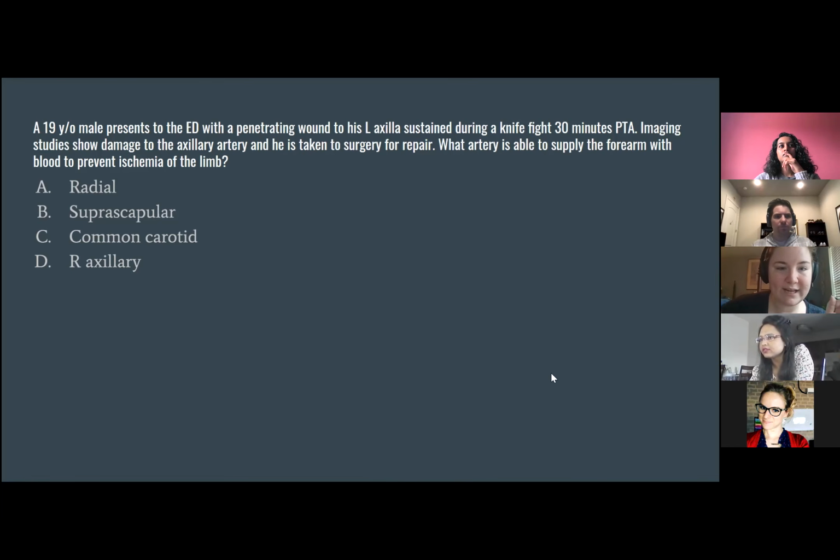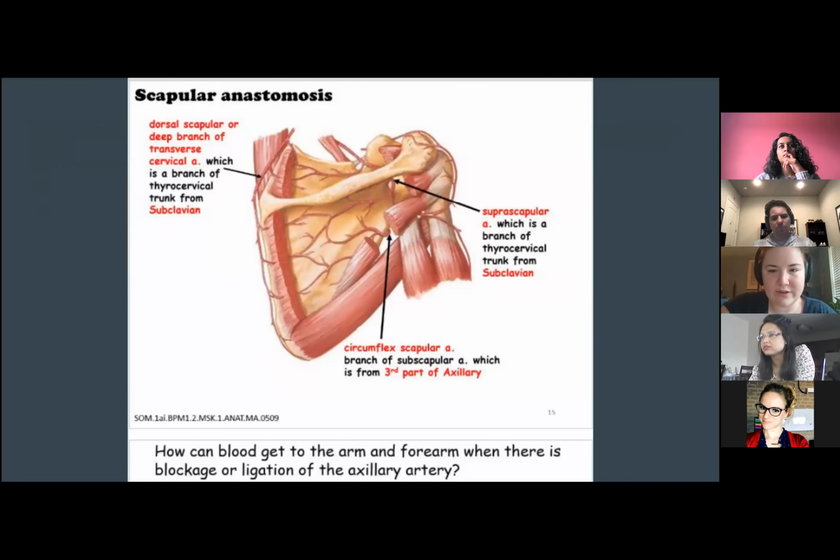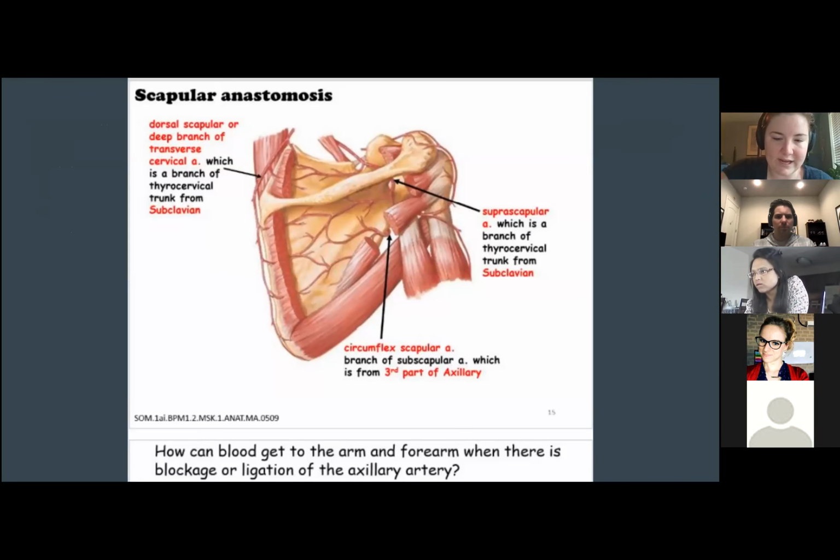Okay, we kind of have a split. I'm gonna advance in 5, 4, 3, 2, 1. It's actually suprascapular. So this is damage to the axillary artery, and so you're asking about the anastomosis. When you go through here, the suprascapular artery is going to be the one that provides collateral flow to the rest of the limb if the axillary artery is injured. So these are the 3 involved. Please know all 3 of these. All 3 of these are fair answers on the exam.